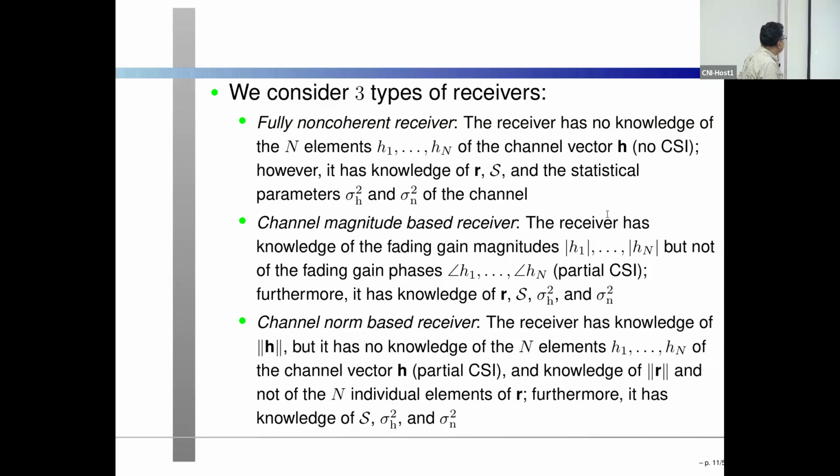So the receiver has knowledge of the norm of h, the Euclidean norm of h. So that is root of mod of h1 squared plus mod of h2 squared, etc., up to mod of hn squared. It has no knowledge of the n individual elements h1 to hn, and that is again partial channel state information, and knowledge of the norm of R, and not of the n individual elements of R. And of course, it has knowledge of the constellation and the variances.